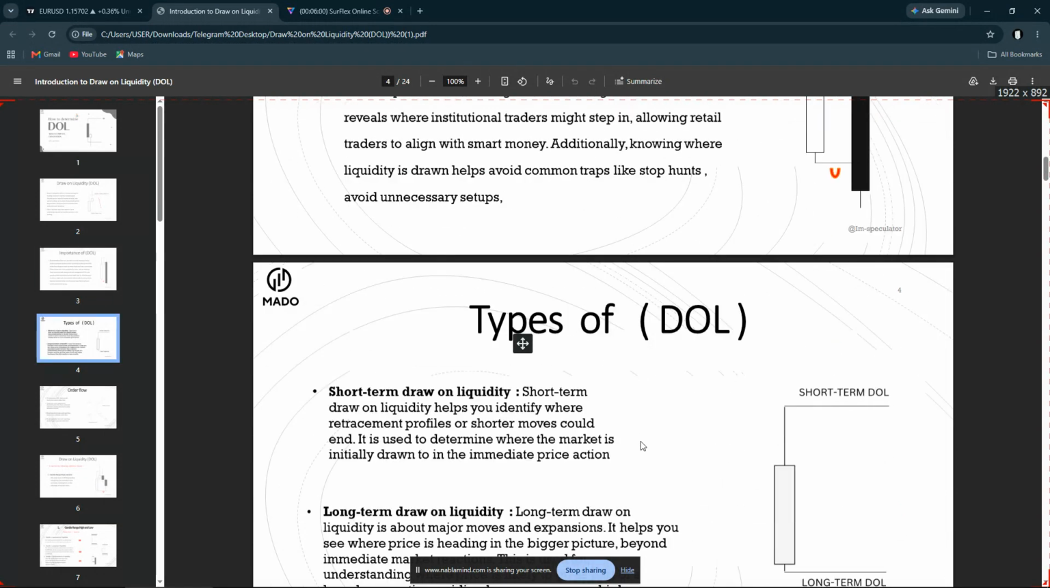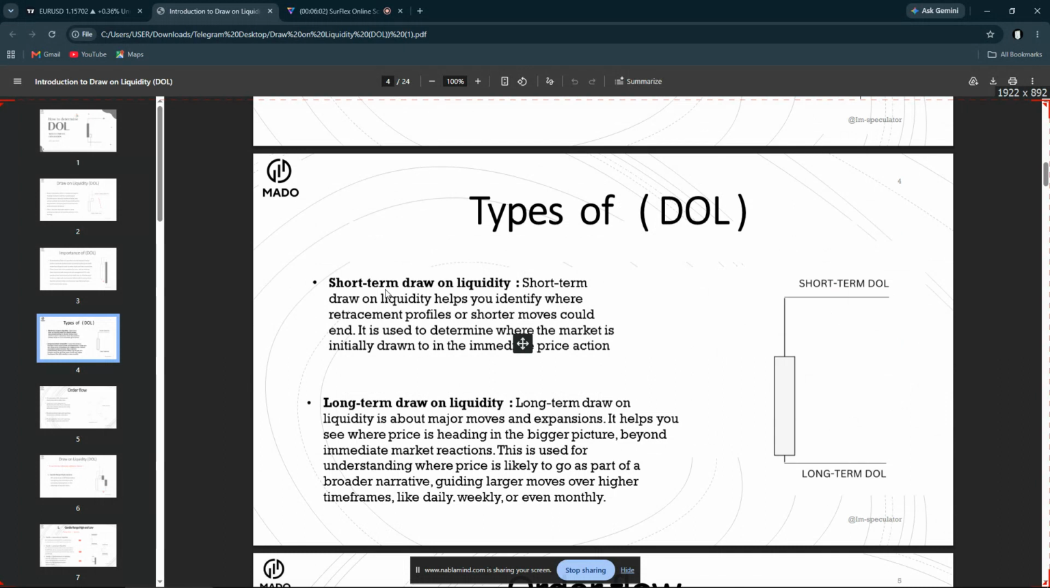Now there are types of draw on liquidity. We have the short-term draw on liquidity, and also we have the long-term draw on liquidity. Short-term draw on liquidity helps us identify where retracement or shorter moves can end. It is used to determine where the market is initially drawn to in the immediate price action.